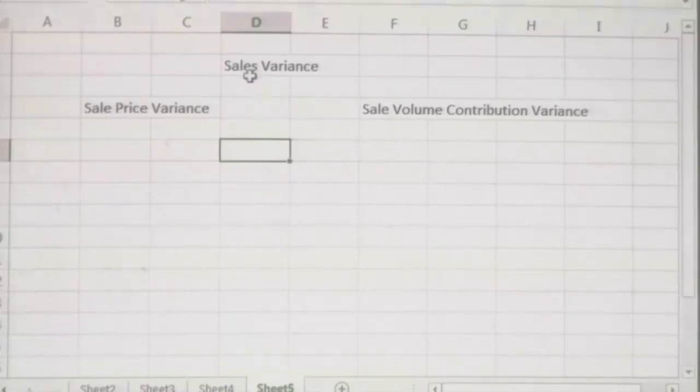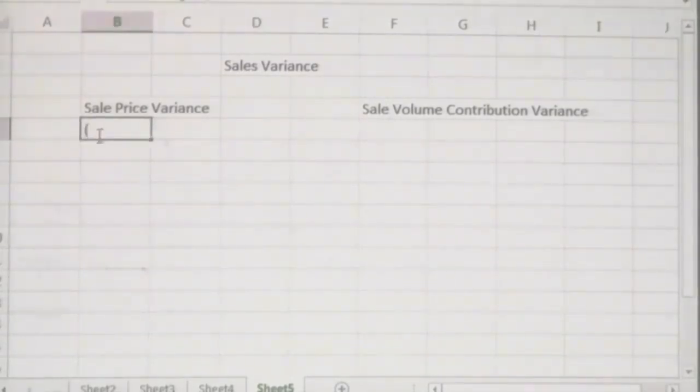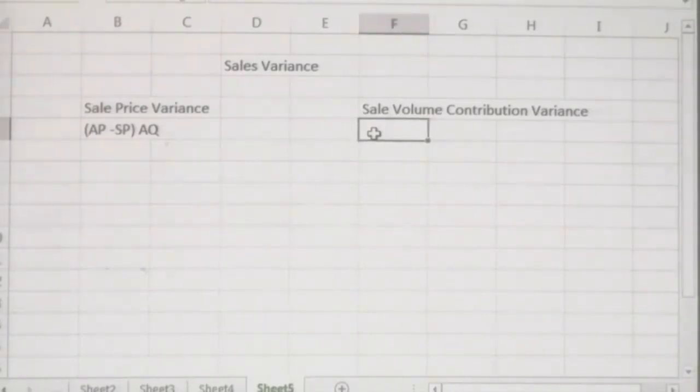Now let's try to develop the formula here. Sales price variance, the variance of the price. Therefore, we will take actual price minus standard price into actual quantity. That was the formula we used. When it comes to sales volume, you need to take the volume variance. Therefore, actual quantity minus standard quantity into standard contribution. Those are the two formulas.